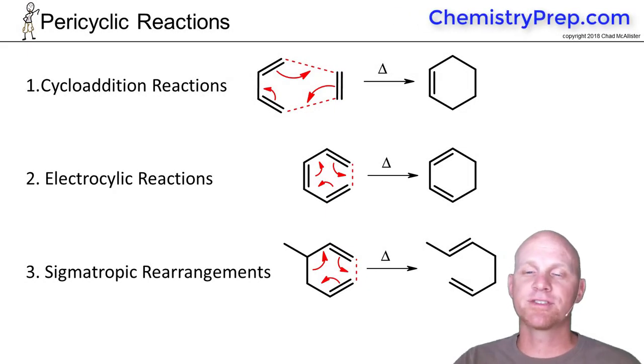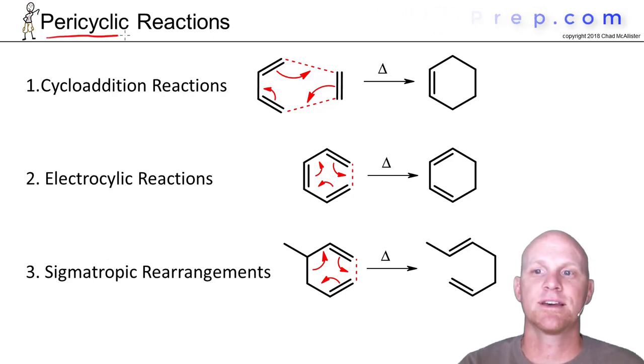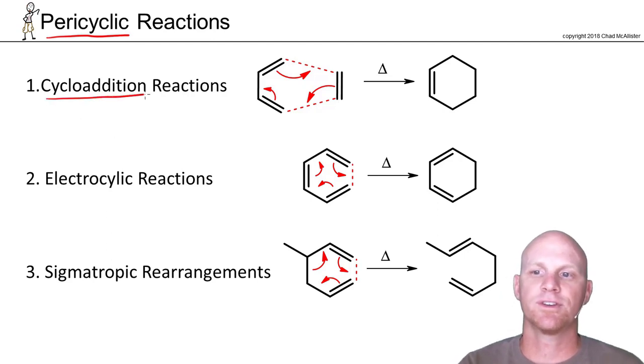So now we're going to look at the major type of reactions that take place for conjugated systems, and we call these pericyclic reactions, and there's three major classes. So the first are what we call cycloaddition reactions.